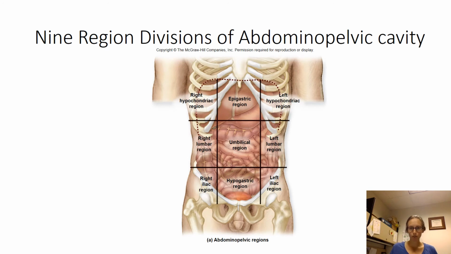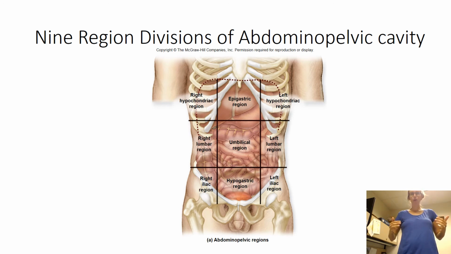With the abdominal pelvic cavity being the largest of the cavities, there's also ways we classify the different regions based on what organs are in them, okay? So let's start out again. Let me ask you, what will separate the abdominal pelvic cavity from the thoracic? Diaphragm, exactly right. Okay, so let's talk about these nine different regions.